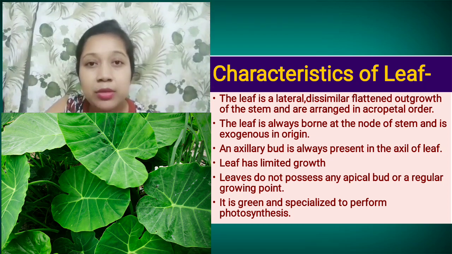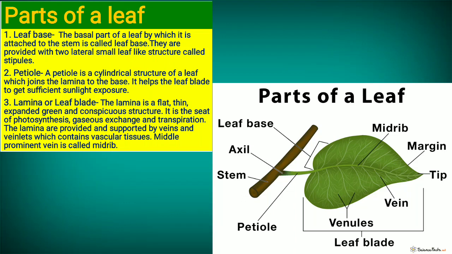Now let's discuss the parts of a leaf. The leaf mainly comprises three regions. These are the leaf base, petiole, and the lamina or the leaf blade. The leaf base is the lower portion, or the basal part, of a leaf by which it is attached to the stem.